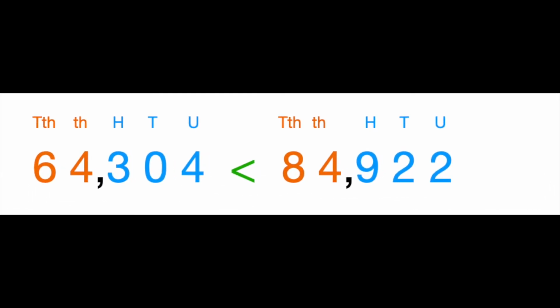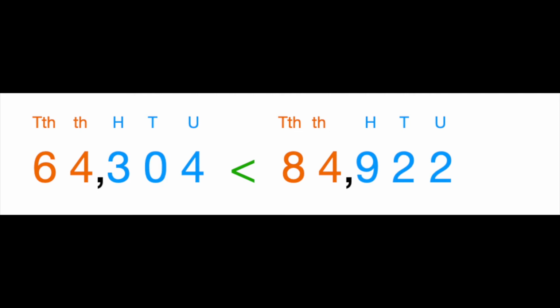So the number sentence should be 64,304 is less than 84,922, or we could do it the other way around, 84,922 is greater than 64,304. Now hopefully you can see that I've put these into a place value grid.